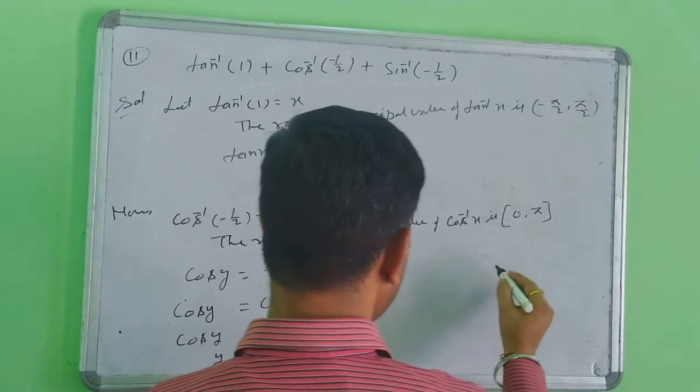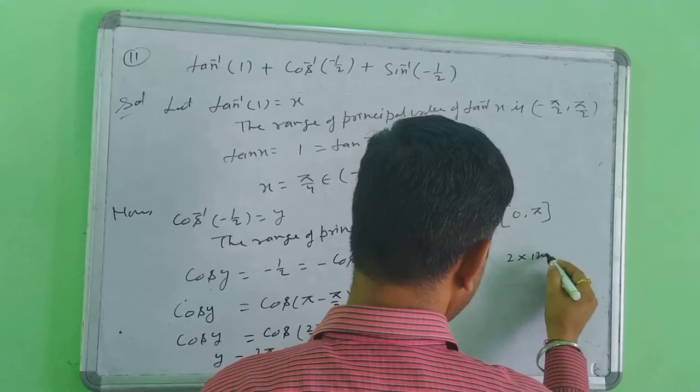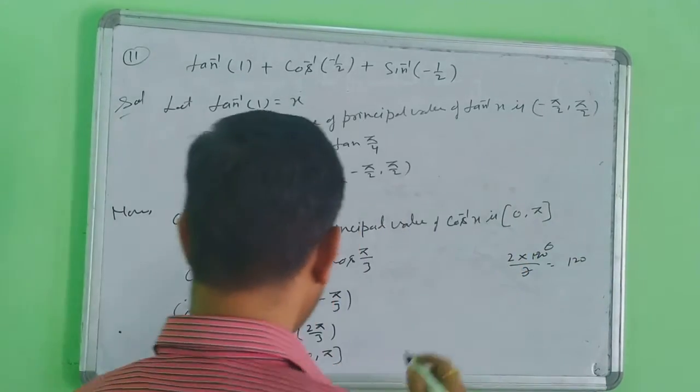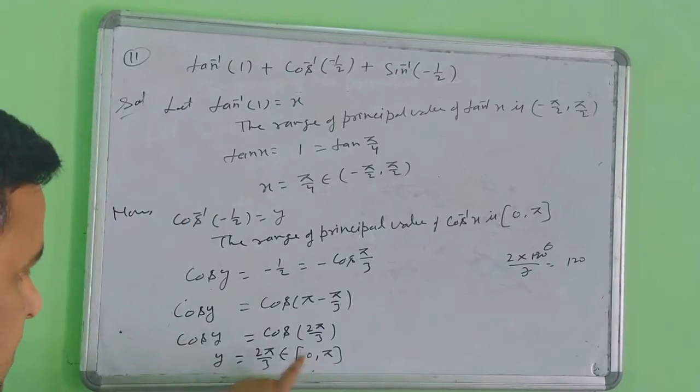So now check it. 2 pi means 180, divided by 3, this is 120. 3 sixes are 18, so 120. 120 belongs here, in 0 to 180. So this belongs to the range.